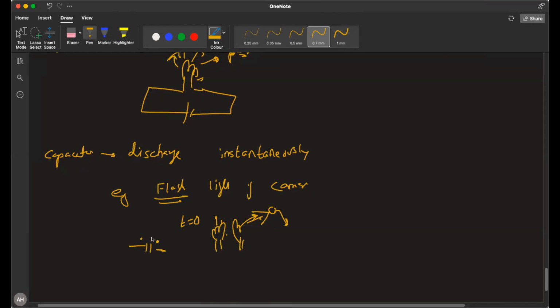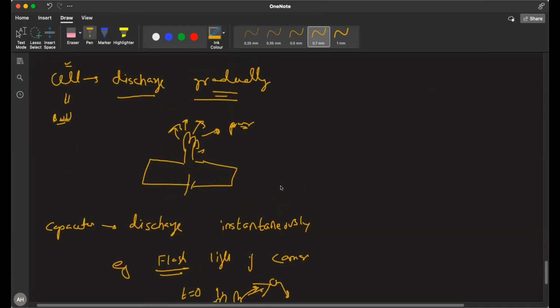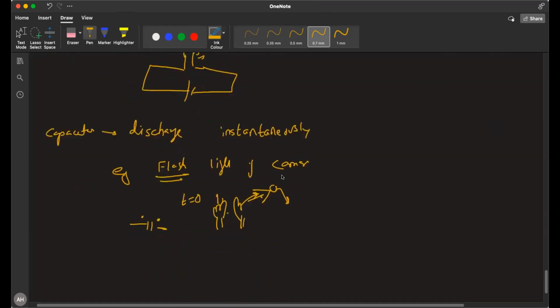Sir, a cell also does the same thing. It can't. When you connect the same bulb with the cell, it will have a constant glow. But instead of a cell, if you take a capacitor, then it will have a flash of light. It discharges all of its charge in fractions of seconds. That's the difference between a capacitor and a cell. During charging, both behave in the same way. The difference is when they discharge.